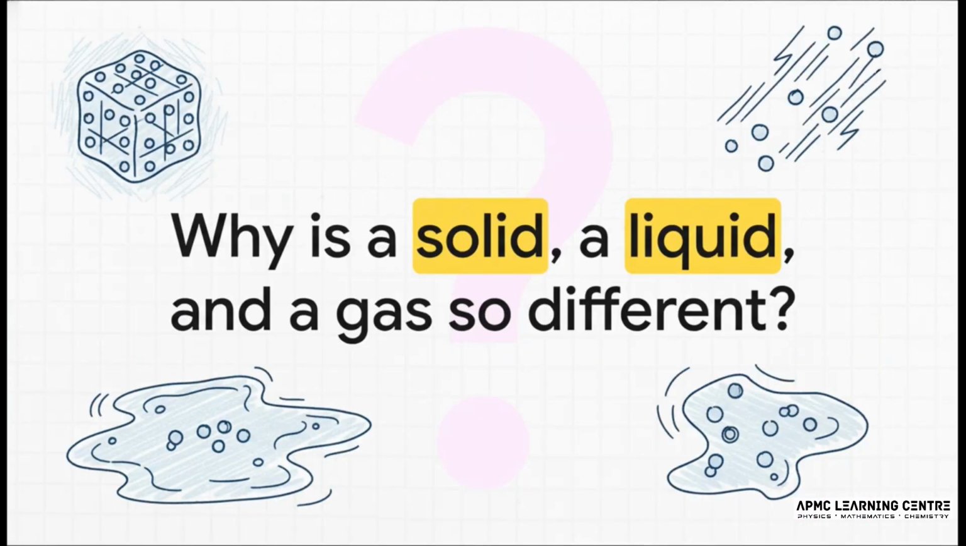Okay, let's just jump right in with a super simple question. We've all seen an ice cube, a puddle of water, and steam. They're obviously different, right? But why? I mean, what really makes a solid so solid and a gas so, well, gassy? The answer, it turns out, is hidden from view on a scale we can't even imagine.